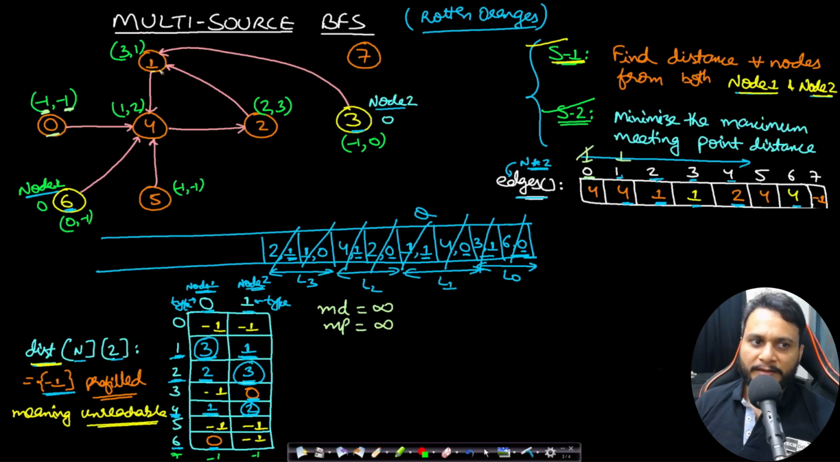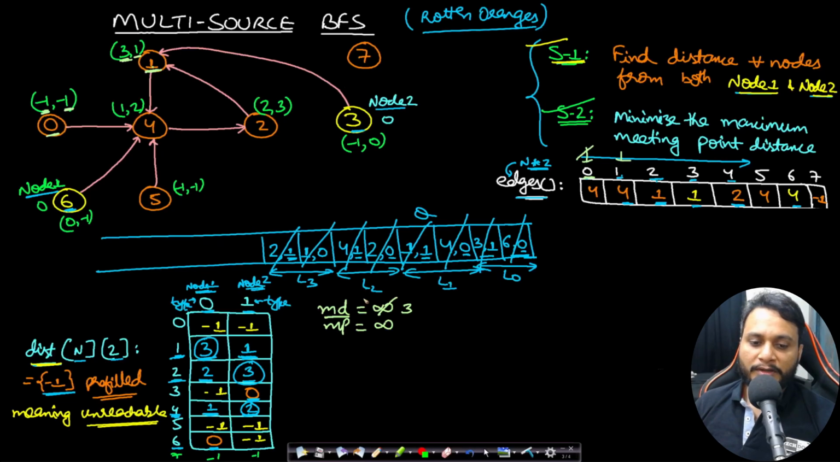If you go to node 1, then you see both the values are positive. That means both the nodes can reach here. So what will be the distance value according to the criteria? According to the problem statement, we have to minimize the maximum. That means the maximum of the two distances is taken to be the distance to reach this one. So the cost to reach this one is going to be max of 3, 1, which is 3. Since this 3 is smaller than the already known distance value, I will be updating it to 3.